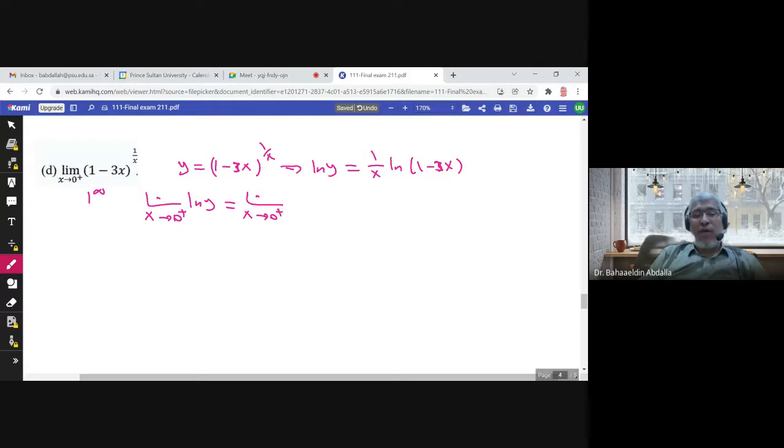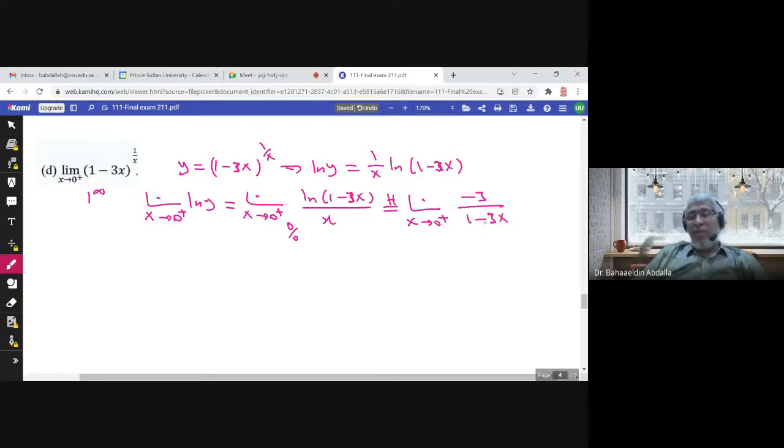And ln y is 1 over x times ln of 1 minus 3x. Let me write it as ln(1 minus 3x) over x. If I replace x by 0, ln 1 is 0, over 0, so I have 0 over 0 and I can use L'Hopital's formula. The derivative of ln(1 minus 3x) would be 1 over (1 minus 3x) times the derivative of 1 minus 3x, which is negative 3. Derivative of x is 1, so I don't have to write over 1.